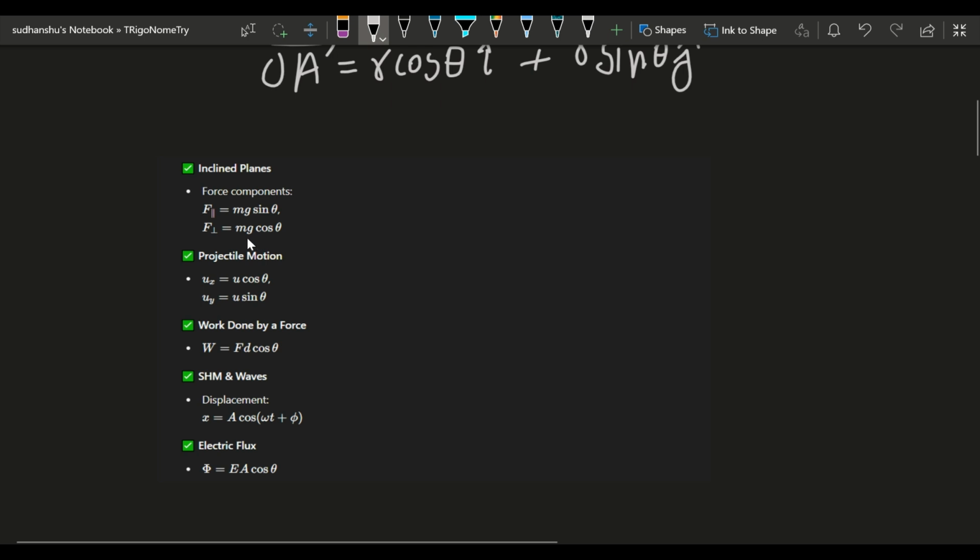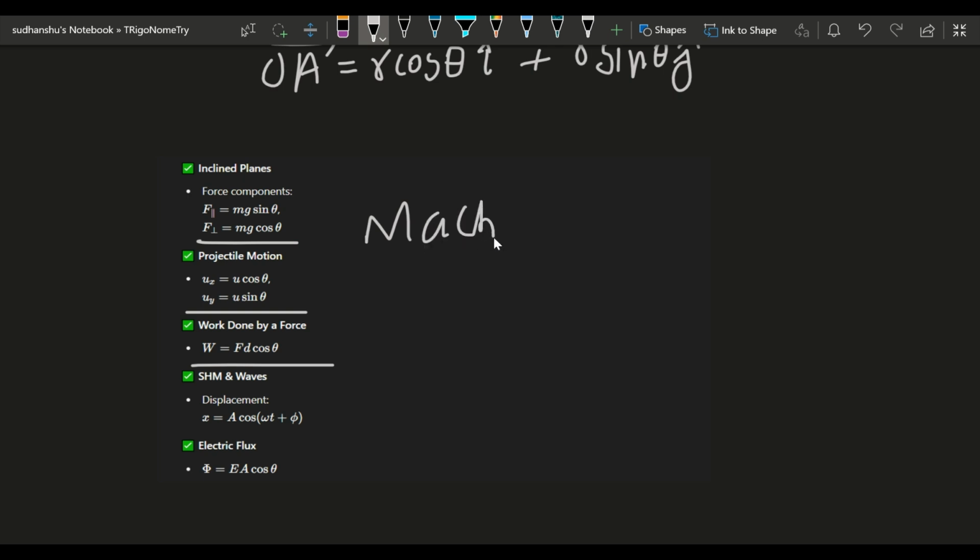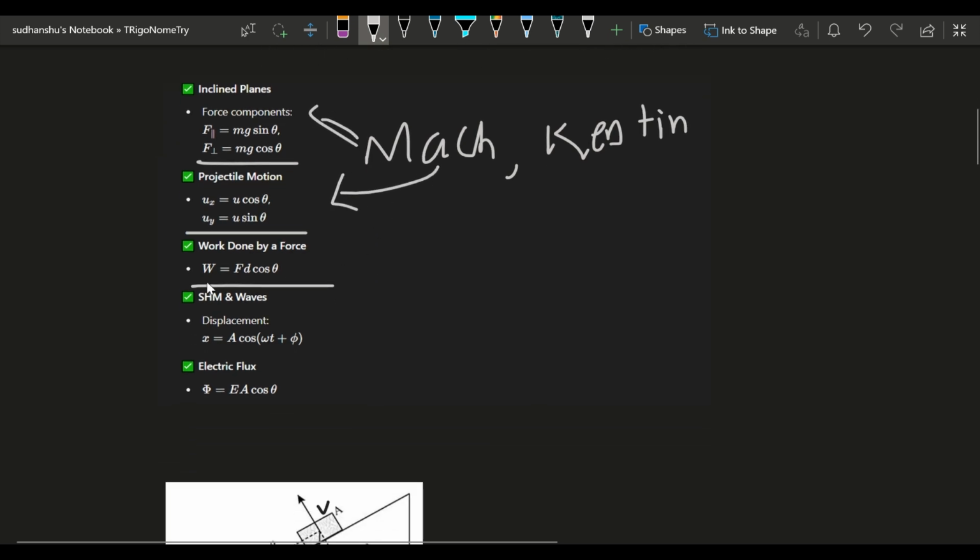But now we come to inclined. What other areas do we apply this trigonometry? See, first is force. As I'm telling you, in mechanics you will apply it. You learn the mechanics, and in kinematics also you will apply it. In both these subjects you will apply this, and you learn what are these. I'll give you an example of what these are right now.